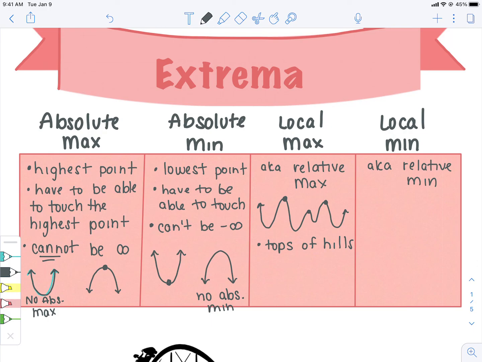The mathematical way of describing it is it's anytime the graph is switching from going up to going down. See how every time I picked one of those local max points, the graph was going up, and then right at that local max, it started going down again. So if it's switching from increasing to decreasing, that's a local max. From positive to negative. Anytime the graph is changing from being positive to being negative, that's a local max or a relative max.